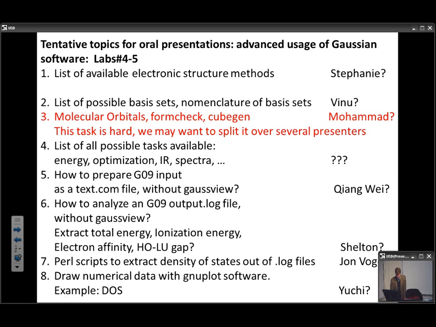And the subject number 3 will be presented here for sure tonight. I will do my best to show all details, but it looks like a hard, big topic, and maybe we can split it among several volunteers, throwing in some ideas.